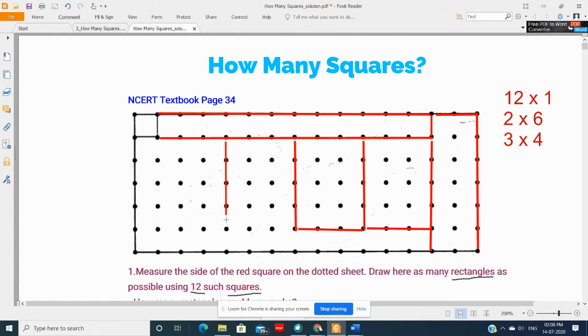See? Easy? Right? Now one more rectangle can be there. See? And now if you notice, this first rectangle and this last rectangle, that also will be same. So we can have one more rectangle with 1 into 12. Okay? So let's draw that also.